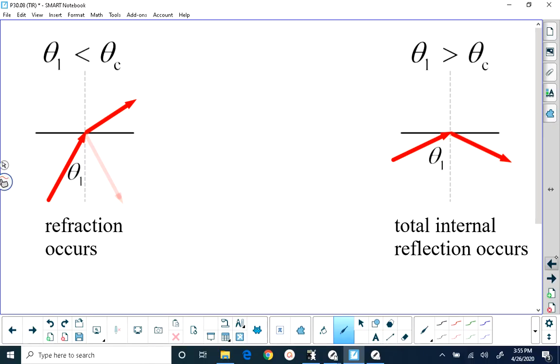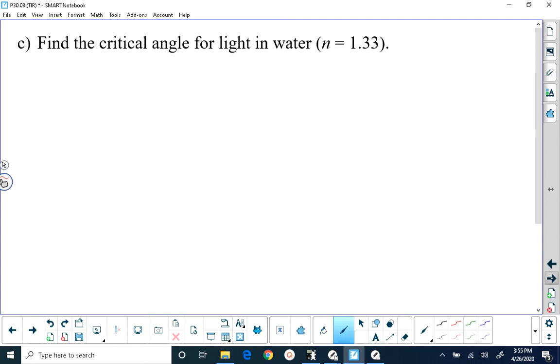All right, so I hope that video gives you an idea of what it is we're talking about here with total internal reflection. Let's take a look now at example C. What is the critical angle for light in water?